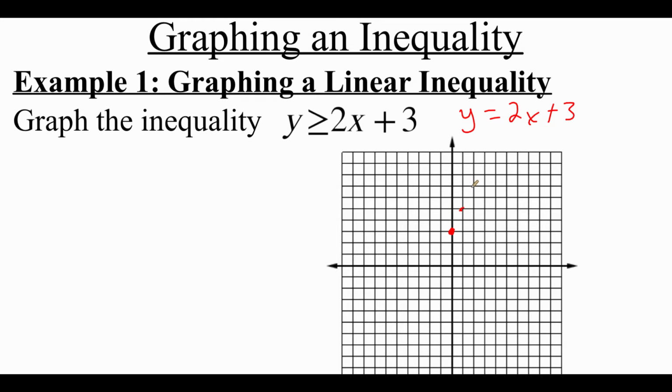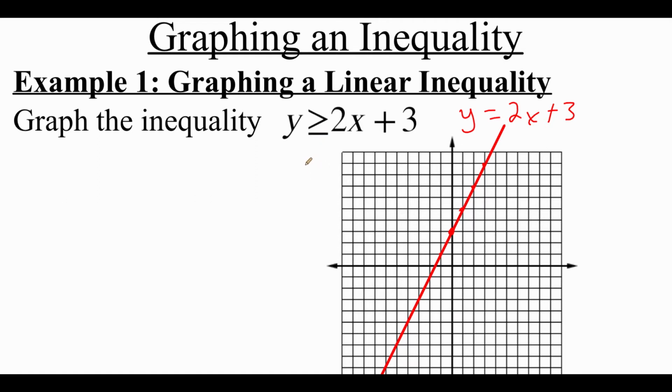And I'm going to do that a few times so I can get a nice picture of what my line is going to look like. Now we have to decide as we draw our line, is this going to be a dotted line or a solid line? So we look at our inequality. My inequality has the equals line underneath it, so we're going to draw this out with a solid line. So there's the line for our inequality, and that's called the boundary line.